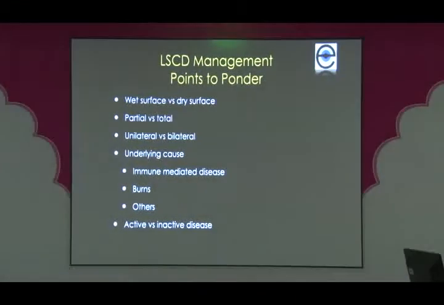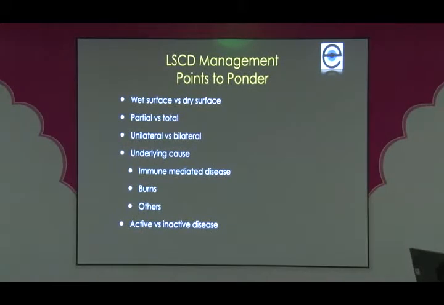So these are important points that Alok has already highlighted. We need to consider whether the surface with limbal stem cell deficiency is wet or dry, whether the limbal stem cell deficiency is partial, sectoral, or total, whether it's unilateral or bilateral, and whether the underlying cause, and this is important, is an immune-mediated disease like SJS or OCP, ocular surface chemical and thermal injury, or some other rarer causes. It's very important to know whether the disease is active or whether it has smoldered out and now it's inactive. So all these things have a bearing on what therapy you choose and how you go about delivering that therapy.